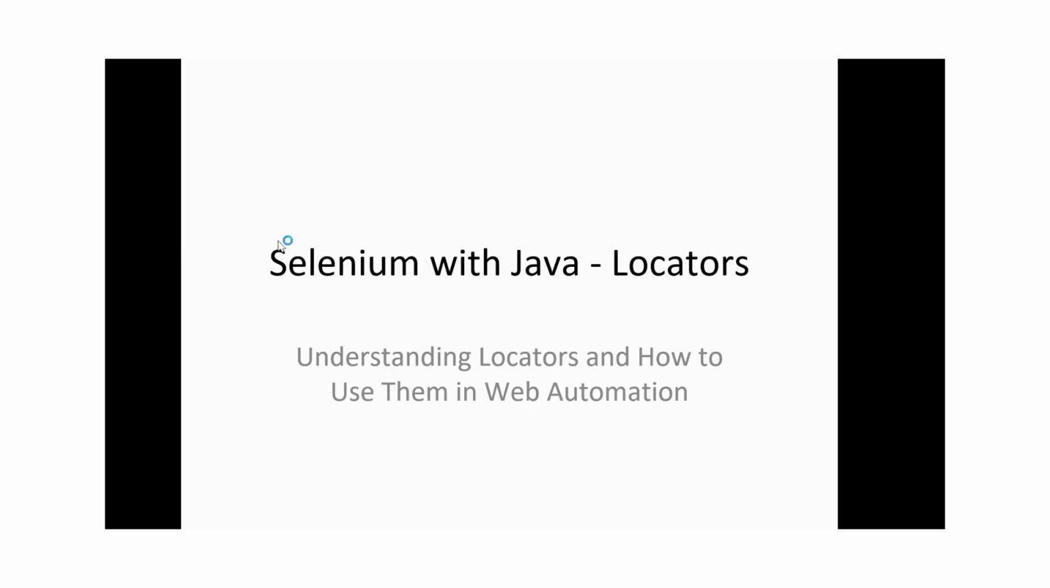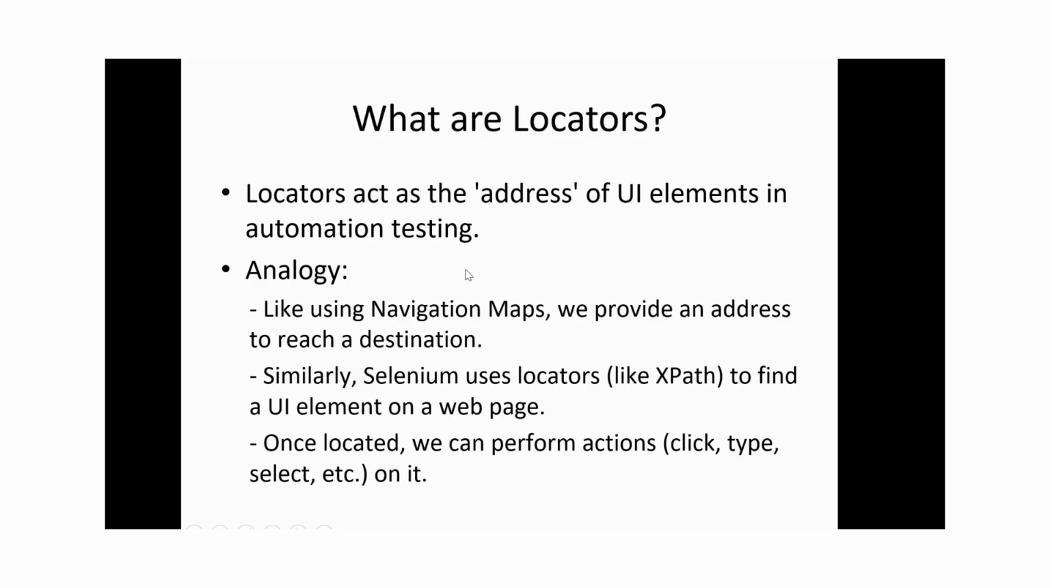So we would like to explain what locators are. So let me give you the answers to that. So locators act as the address of UI elements in automation testing. So I'm trying to give you an analogy of that. Like in any navigation map application, we provide an address to reach a destination. Similarly, Selenium uses locators like XPath to find a UI element on a web page.